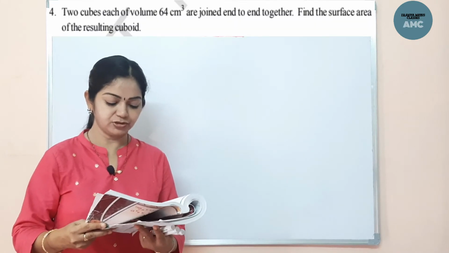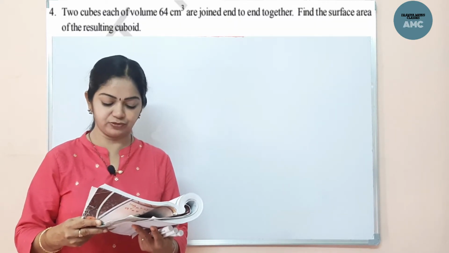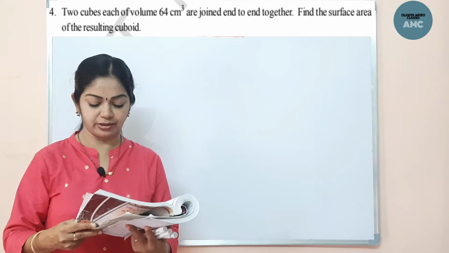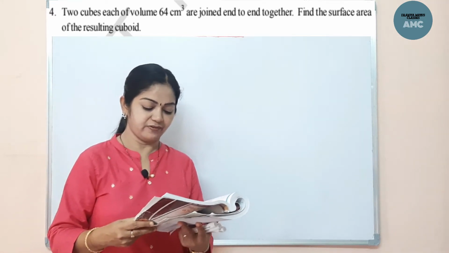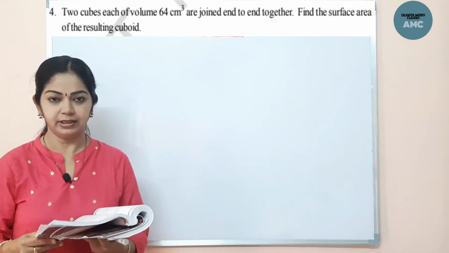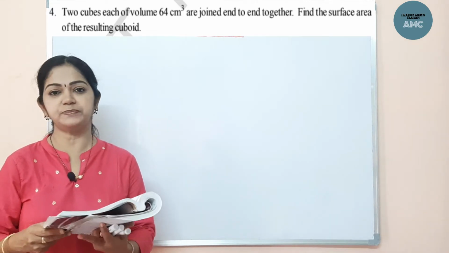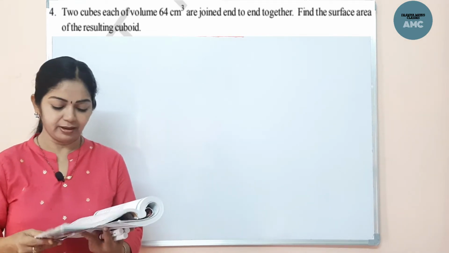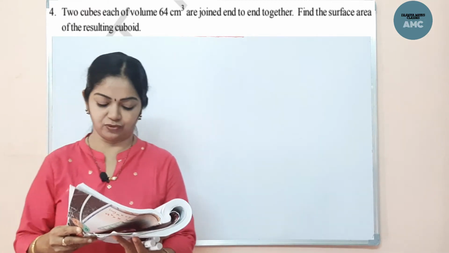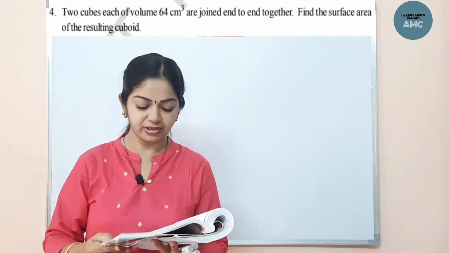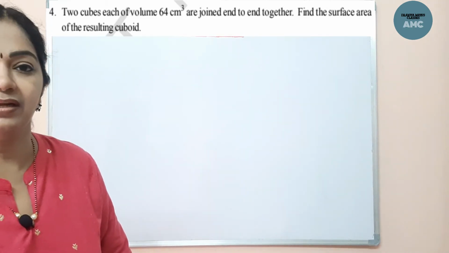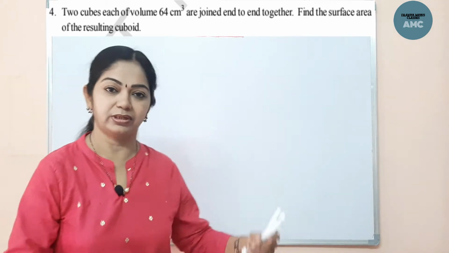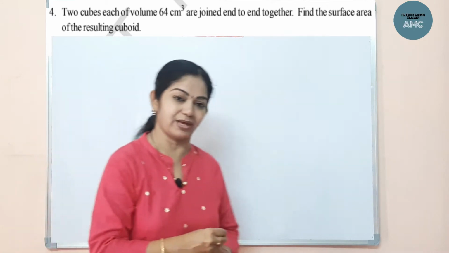Problem. 2 cubes, each of volume 64 centimeter cube, are joined end to end together. Find the surface area of the resultant cuboid. Here the combination is 2 cubes attached end to end, and they are having each of volume 64. Okay, find the surface area of the resultant cuboid. Now the resultant is although not a cuboid, but it is a square prism.